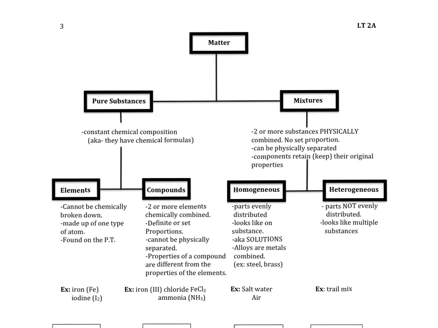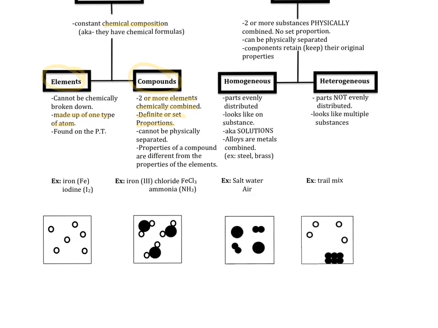So on this third page, I can see that we've got a flowchart that summarizes everything in the previous pages. So I can see that I've got pure substances here, which means they have constant composition. So they do have chemical formulas, and that's made up of elements and compounds. Elements are made up of only one type of atom found on the periodic table, while compounds are 2 or more elements that are chemically combined in a set proportion. They're always going to be the same thing. You can't physically separate them. You can only separate them with chemical means, which we'll talk about later. And the properties of a compound are different than the properties of individual elements. We got some examples down here and some molecular pictures.